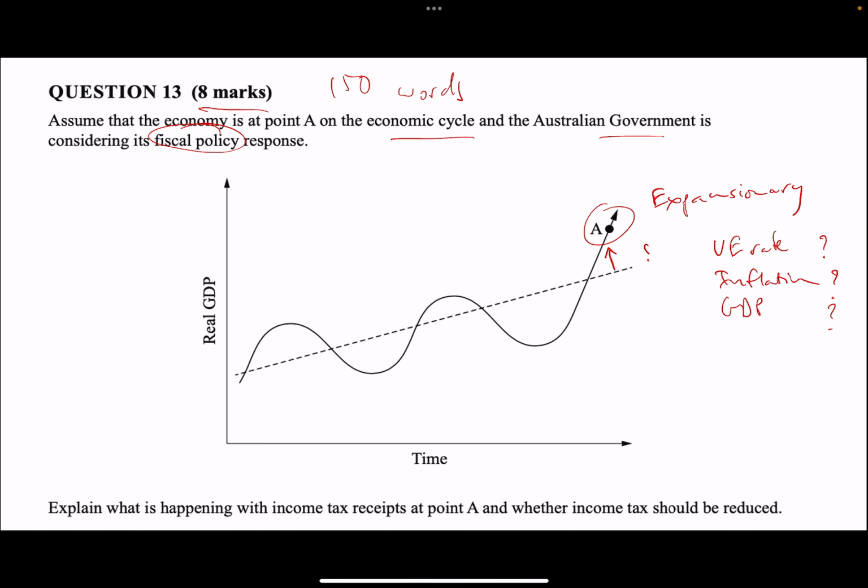The question then is a two-part question. Part one, explain what is happening with income tax receipts at point A. And part two, whether income tax should be reduced. So when the economy's running in an expansionary phase, should we be reducing income tax? What's happening with income tax receipts and should we be changing the tax rates at this point? We start to see there are two parts to this question, and when we get to the marking guide, we'll see how those parts all fit together.